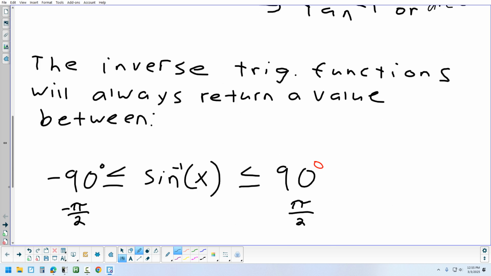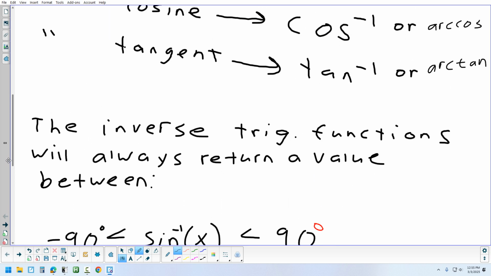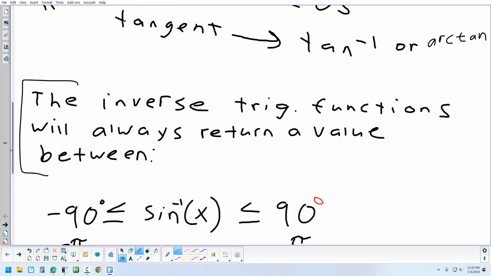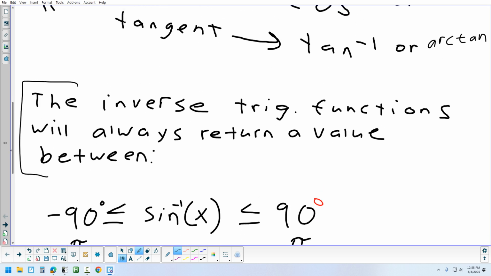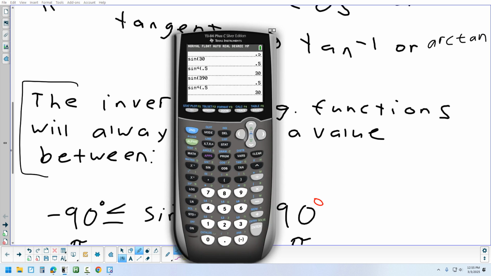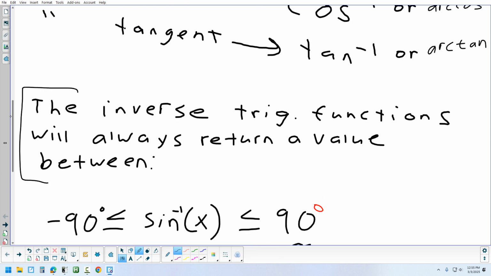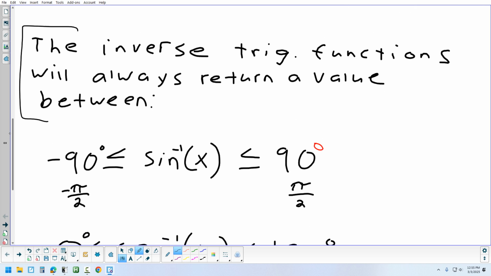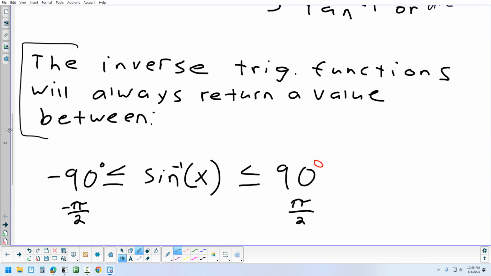So when we're dealing with inverse trig, when it's inverse sine, we're always going to give an answer between negative 90 and positive 90. That's why when I did inverse sine, it didn't give me 390. It didn't give me the 150. It's always going to give you an answer between negative 90 and 90. If you're dealing with radians, it's going to be negative pi over 2 to pi over 2.